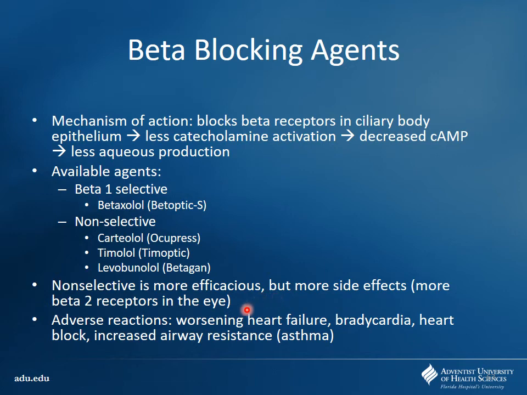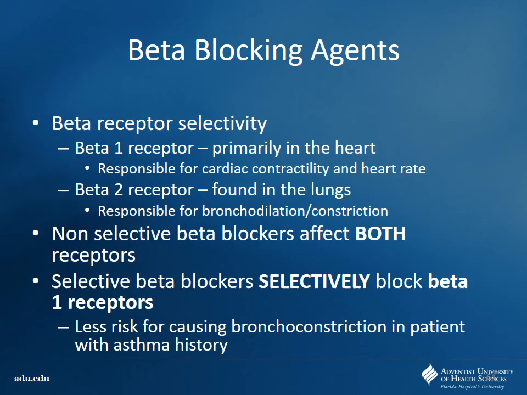Okay. Can also worsen heart failure for patients who have poor left ventricular function, cause heart block, increased airway resistance, and asthma. So those are the patients you got to be worried about. Just remember when to use the beta-1 selective versus non-selective. So again, kind of talked about this already. Just note that non-selective affect both receptors equally, but the selective beta blockers are going to primarily block just beta-1.